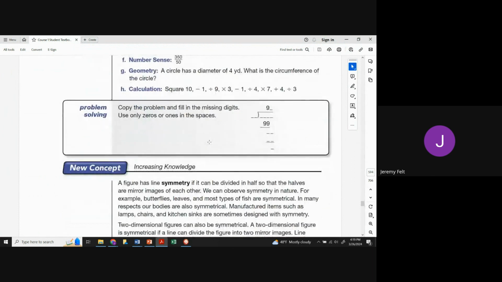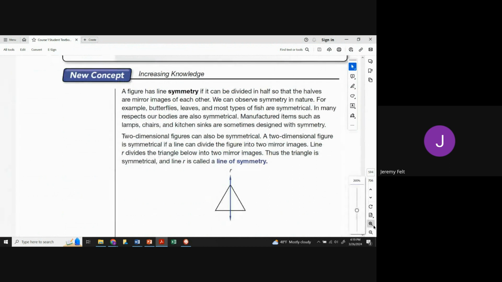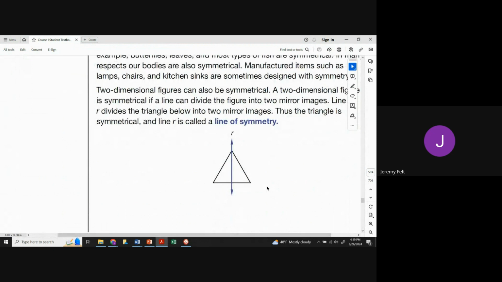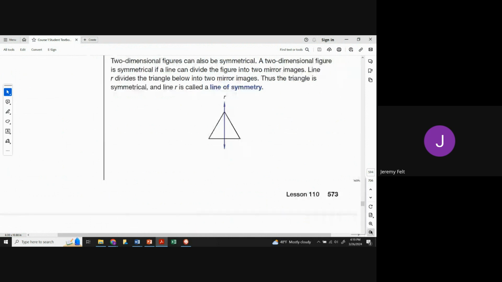It's going to be difficult to do here, but when we're talking about symmetry, we can divide a shape. Does it look like it has a mirror image of itself? So we have first what's called a line of symmetry. We zoom in on this triangle and we draw a line through it. Yes, it looks like this and this are mirror images of each other. So thus the triangle is symmetrical, and line R is called our line of symmetry.